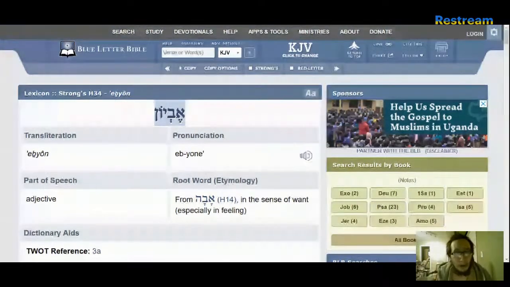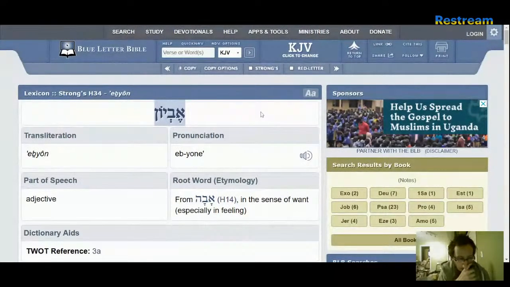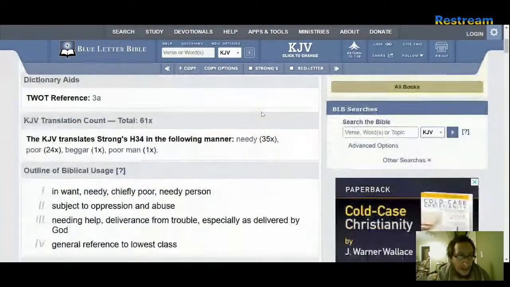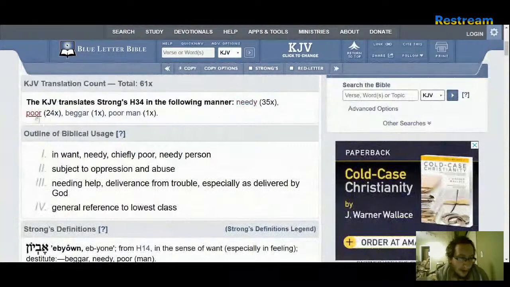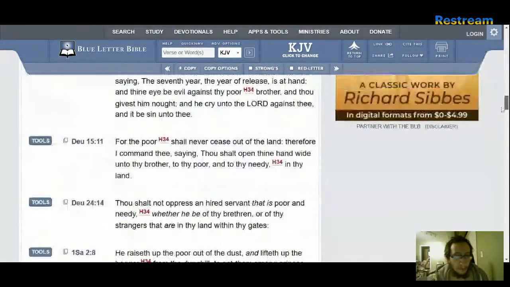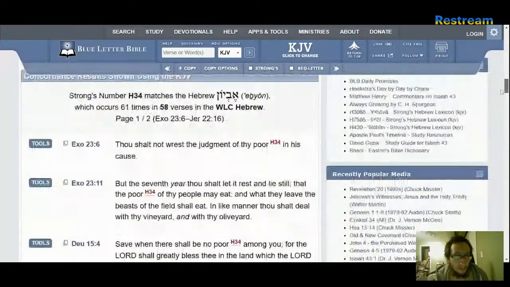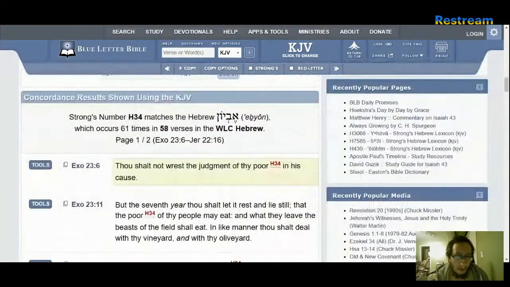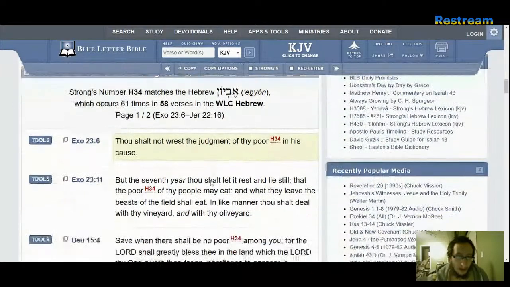Okay. So with that said, see, they translate different ways as needy, poor, beggar. Why do they have to translate different ways? Why can't they just stick with one translation, needy or poor? Like, why do they have to change it up? I shall not rest the judgment of thy poor in his cause.